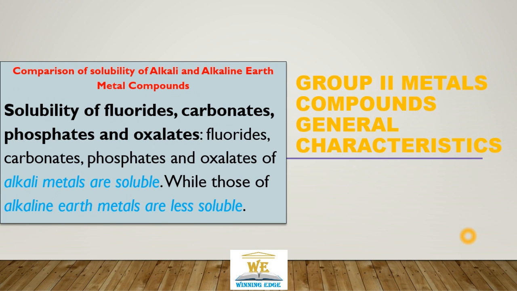Now, fluorides, carbonates, phosphates and oxalates. Fluorides, carbonates, phosphates and oxalates of alkali metals are more soluble. Alkaline earth metals are less soluble, that you remember.